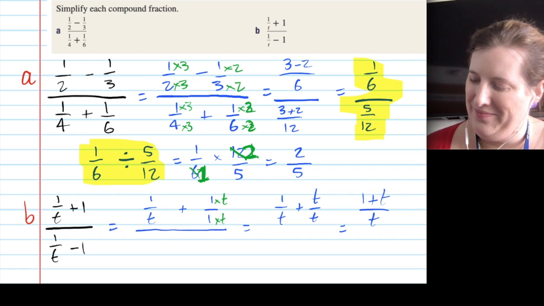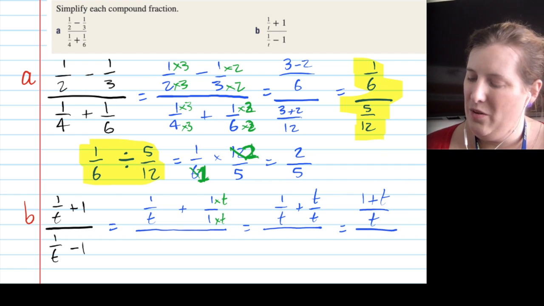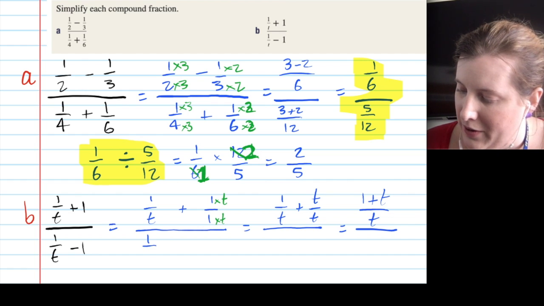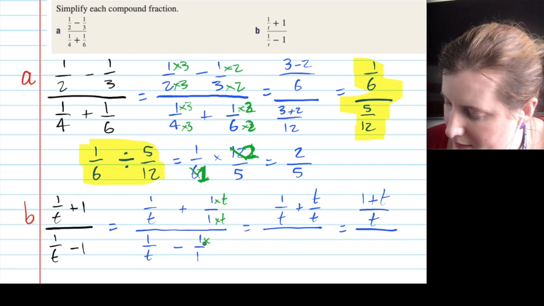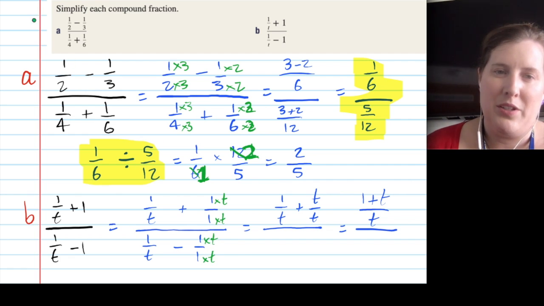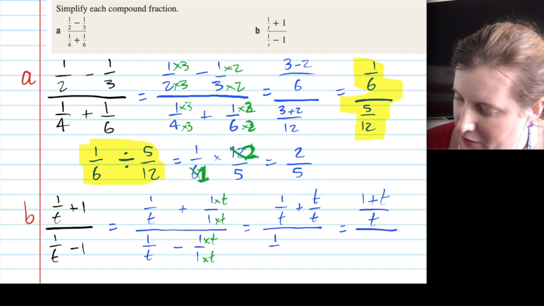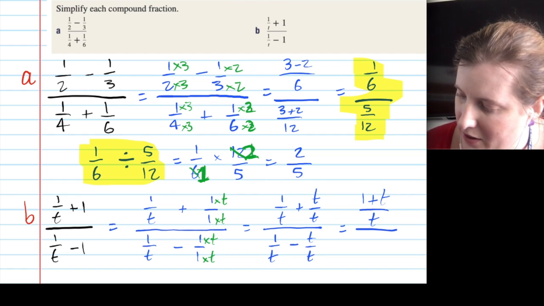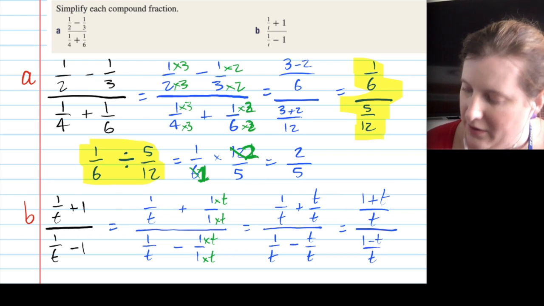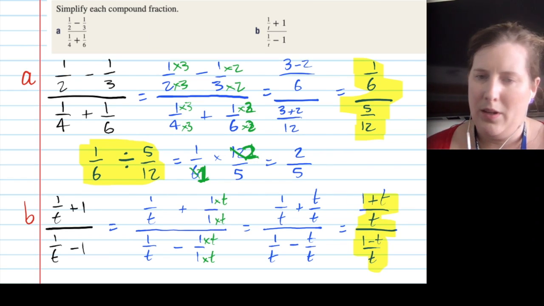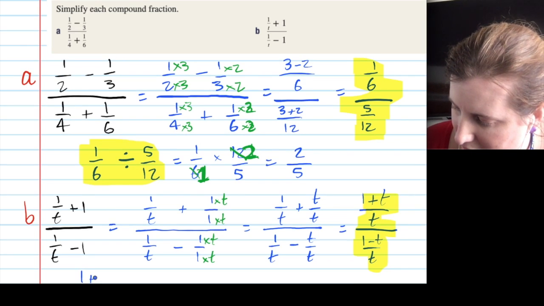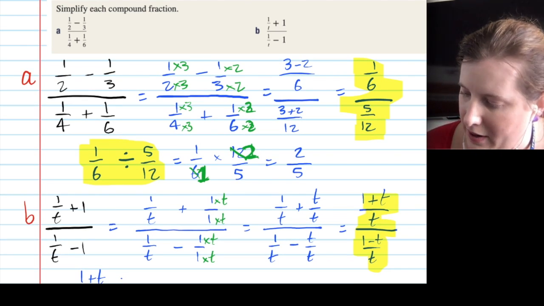Over 1 on t take 1. We're going to deal with this really similarly. We've got 1 on t minus 1 on 1, and we're going to times that by t on t, which then gives us 1 on t minus t on t, so we get 1 minus t on t. Now let's have a closer look at this one. I'm going to actually write this as a divide now. So we've got 1 plus t on t divided by 1 minus t on t.